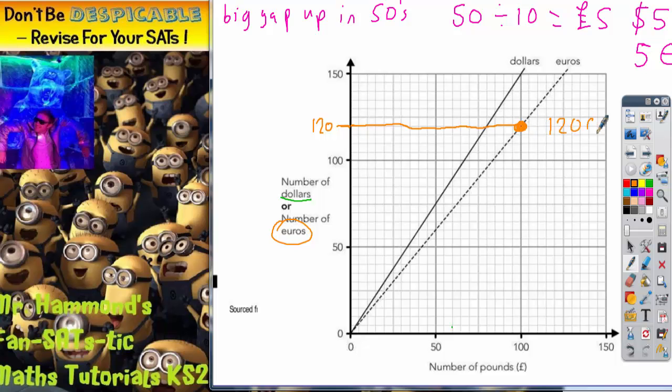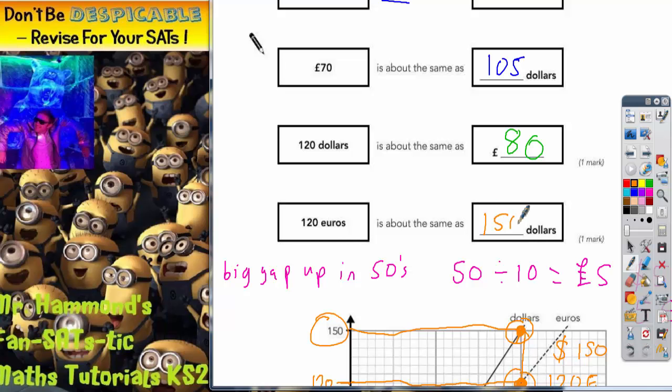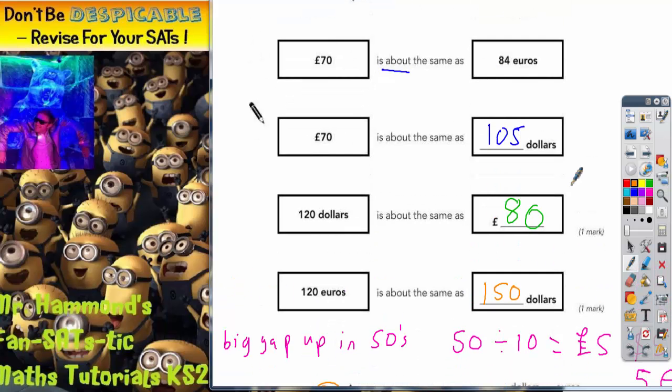Well, 120 euros we can see is the same as 100 pounds. But 100 pounds, if we go back up, we can see is the same as this amount of dollars. And if we follow it back along to the side, we can see that's $150. So 120 euros is the same as 100 pounds, but 100 pounds is the same as $150. So 120 euros and $150 must be the same. Therefore, the answer, 120 euros is the same as $150. And there's the statements all completed.